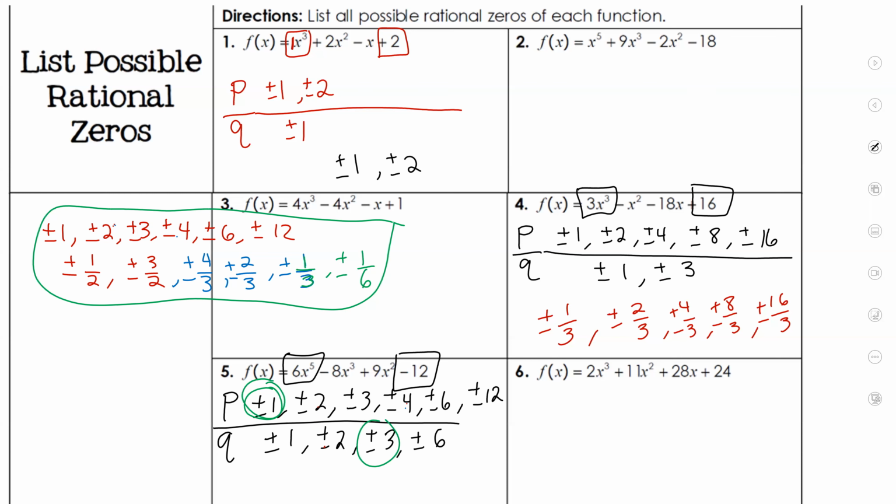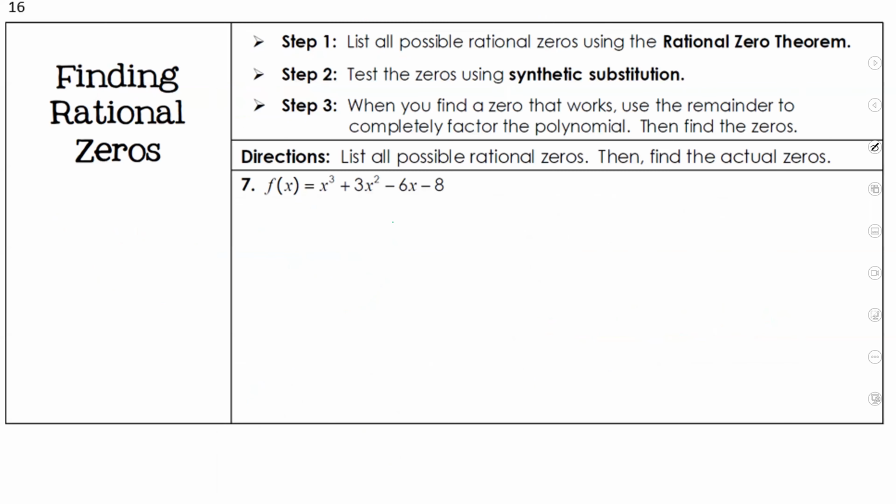Let's see how this comes in handy. Okay, so we're going to find rational zeros. So step one, we're going to list all the possible rational zeros using the rational zero theorem. And then we're going to test the zeros using synthetic substitution. Okay? All right, so possible zeros.